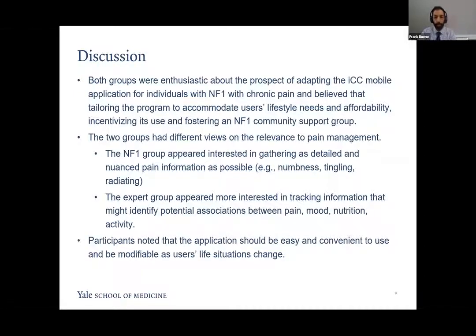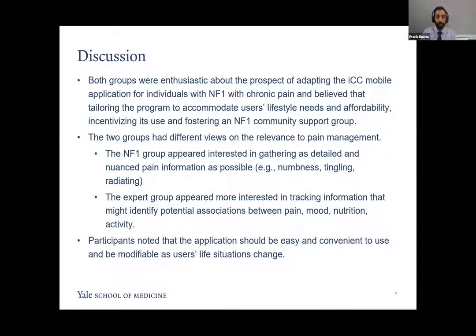Because I'm short on time, I want to just skip ahead really quickly. Both groups were very enthusiastic about the mobile application and the ability to accommodate individuals with NF1 across their lifestyle and by incentivizing the use of it. This is actually very interesting, and what my group has found very interesting.